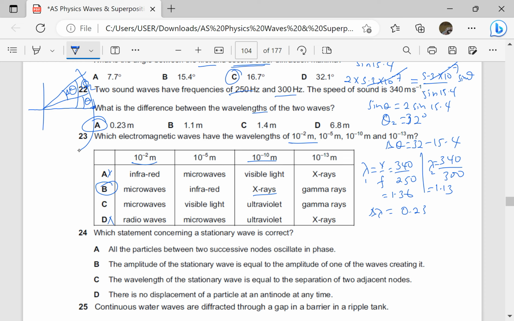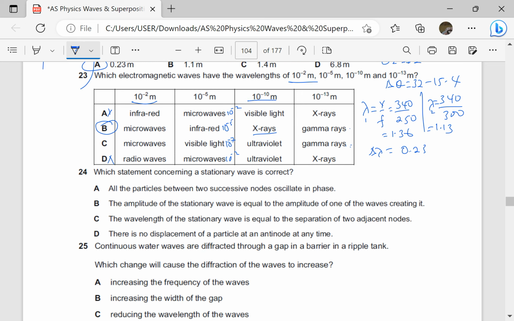You can use a different elimination method. 10 power negative 13 is gamma rays. So it means this one would be correct. So it means we still have these two. Then 10 power negative 5 is automatically infrared, because visible light stops on 10 power negative 7. So this is infrared, 10 power negative 5. Microwaves, 10 power negative 2. Gamma rays, 10 power negative 13. X-rays, 10 power negative 10, or 10 power negative 11.